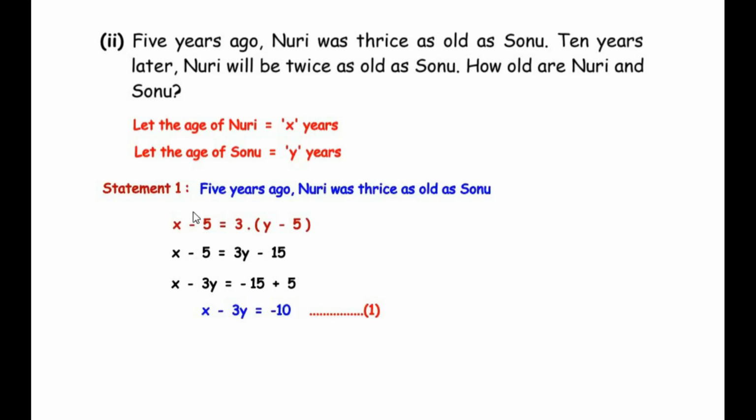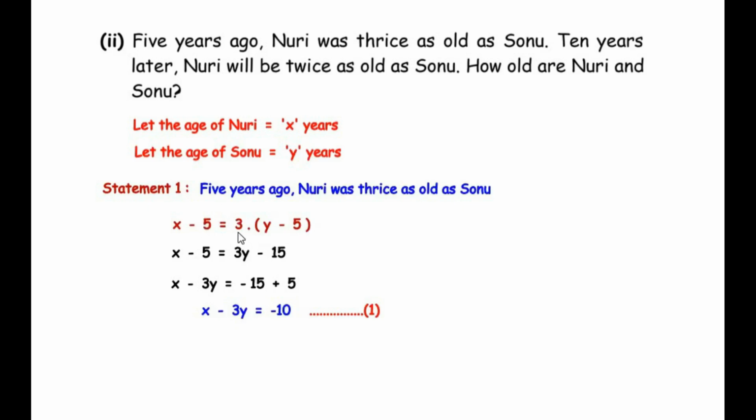Now let us find out how we have got this equation. 5 years ago, that is in the past, Nuri was. So Nuri's age now becomes x minus 5. Now was in English becomes equal to in mathematics, thrice as old as Sonu. Thrice means 3 times. So here we have written 3 multiplied with Sonu's age, which was y minus 5, that is 5 years ago. So this is how we have got the equation.